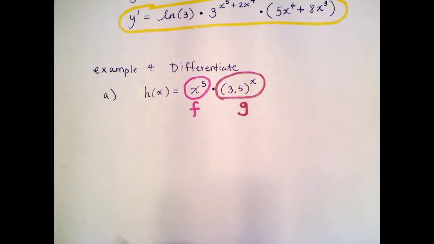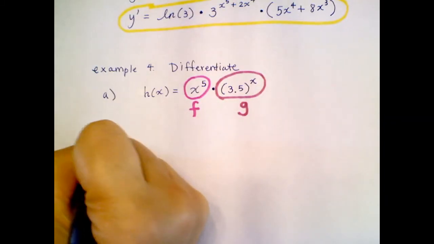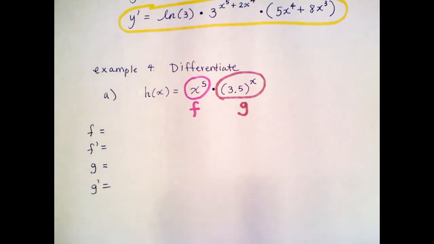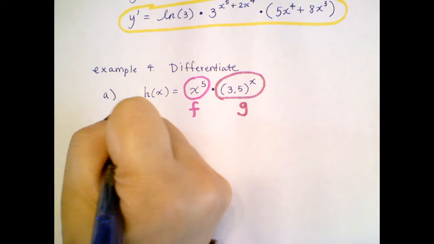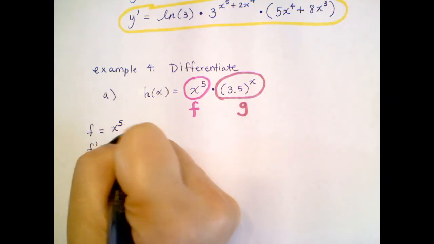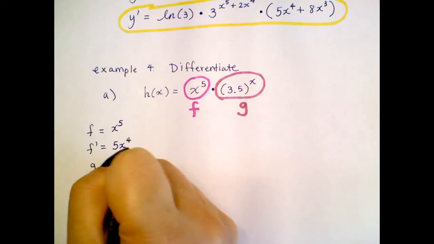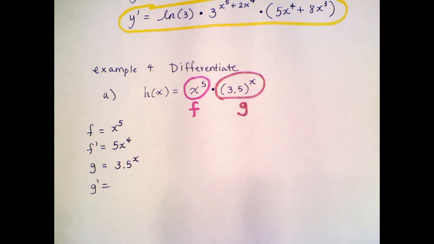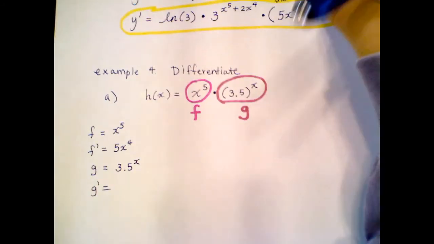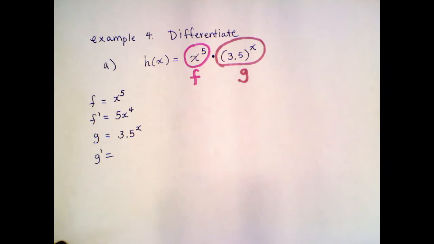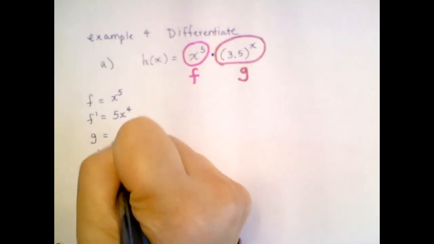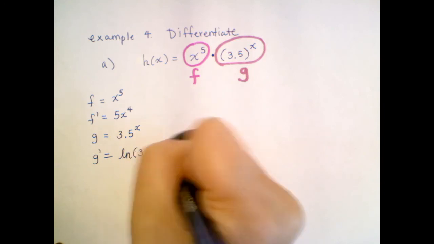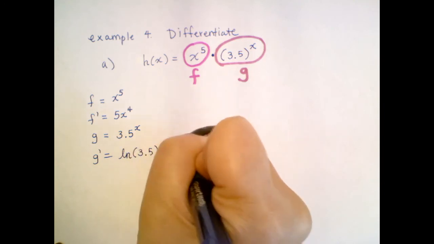So list your f, f prime, g, and g prime. Ready? So f is x to the 5th. That means f prime is 5x to the 4th. g is 3.5 to the x power. That means g prime is going to be, well, using what we just learned and practiced in the last 20 minutes, natural log of 3.5 times 3.5 to the x power, right?